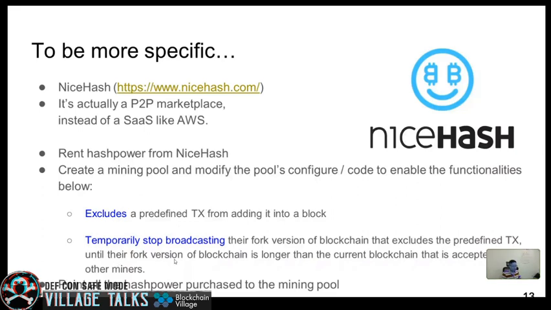So after you do this, you point all the hash power you purchase to the mining pool you build, and then the nodes you purchase from NiceHash will behave as you expected. You can guide them. You can have them do whatever you want.